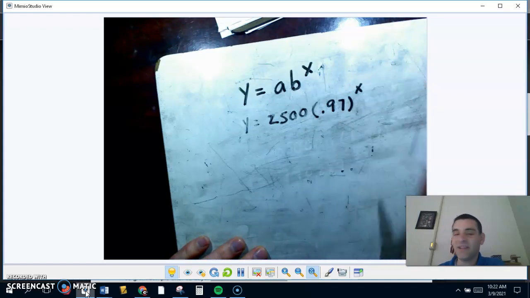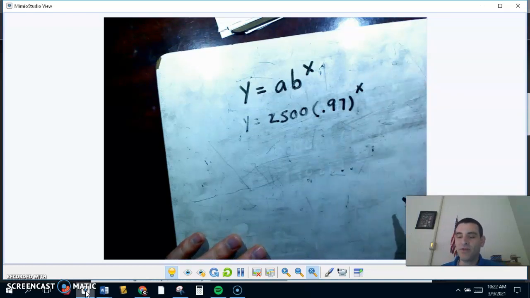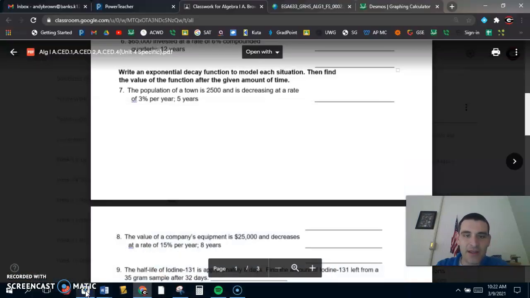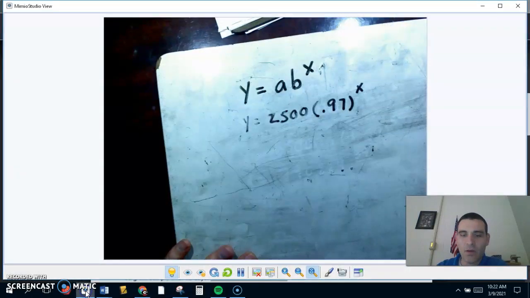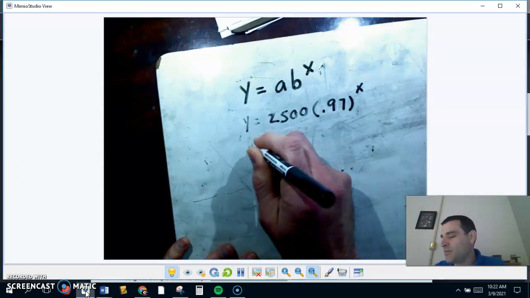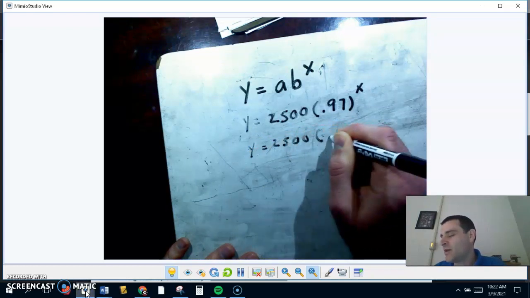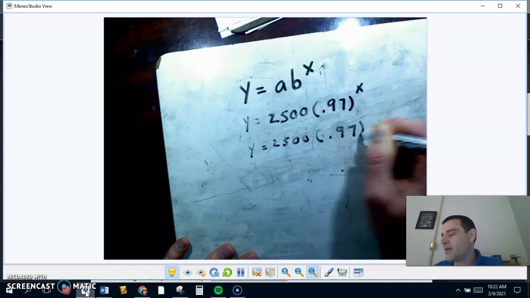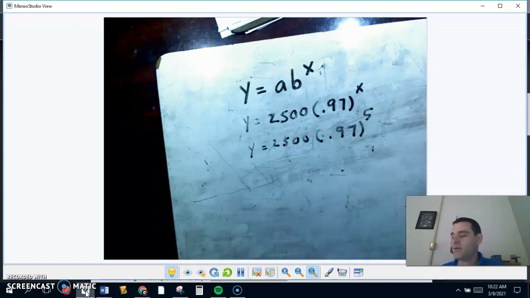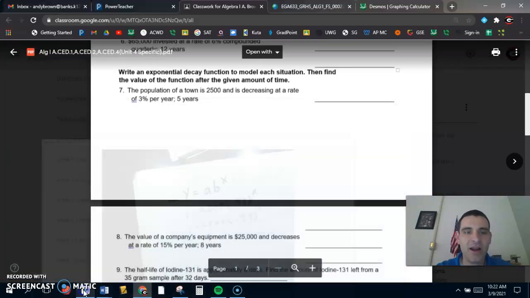Okay, again, you're going to raise that to a power. So if you're going down, the number is less than 100, 0.97 in this case. It says to find the value after 5 years. So we're losing people. I expect it to go down. I don't expect it to go way down because 3% is not a lot, but I do expect it to go down. I'll put a 5 in there.